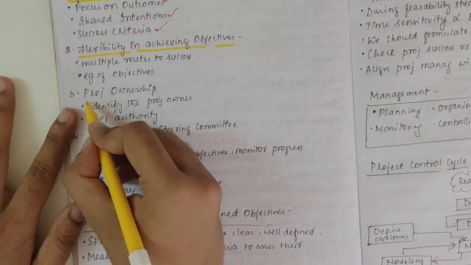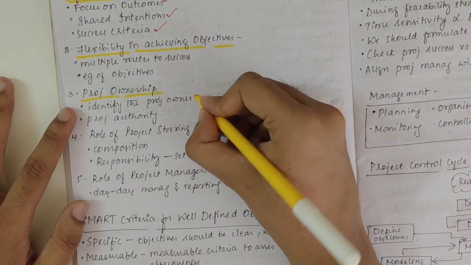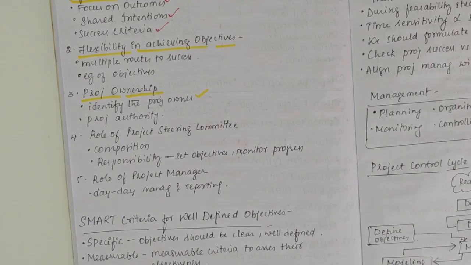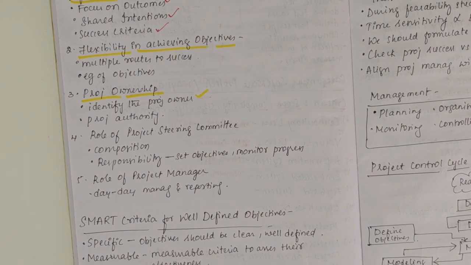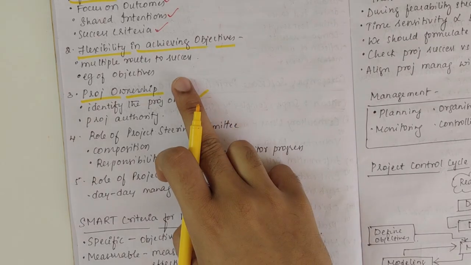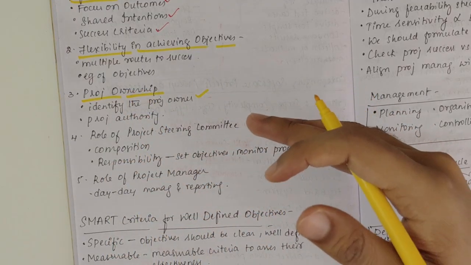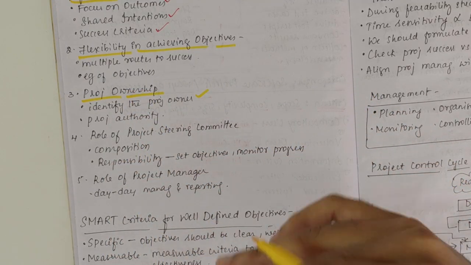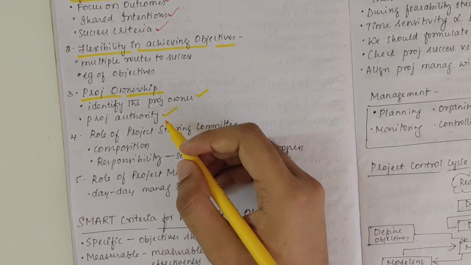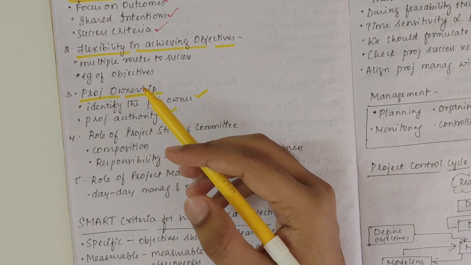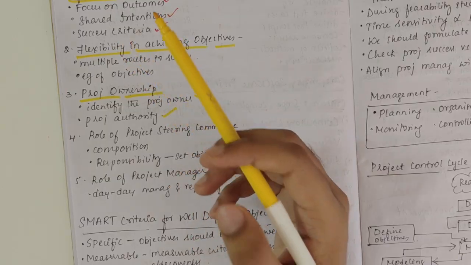Then we have product ownership. In product ownership, firstly we identify who is the owner, who is the stakeholder. Among various stakeholders, who will have the supreme authority and ownership of the project. By selecting the project owner, we can also define or change the objectives. Then we have the project authority. After deciding who is the supreme owner, we decide who will have the authority.